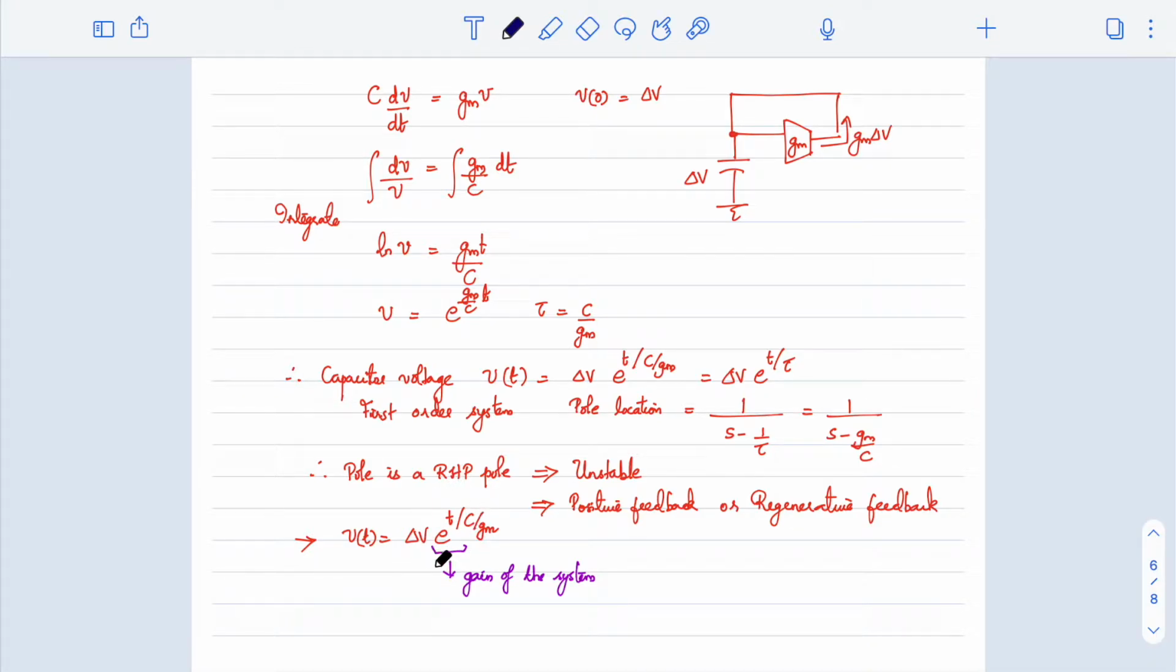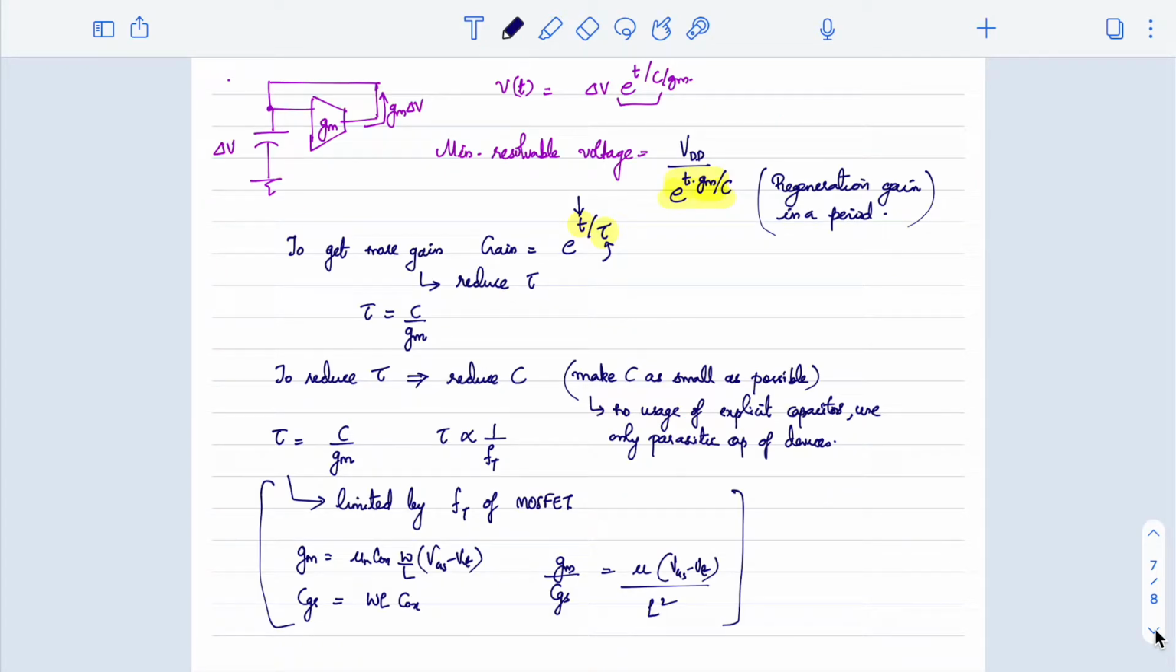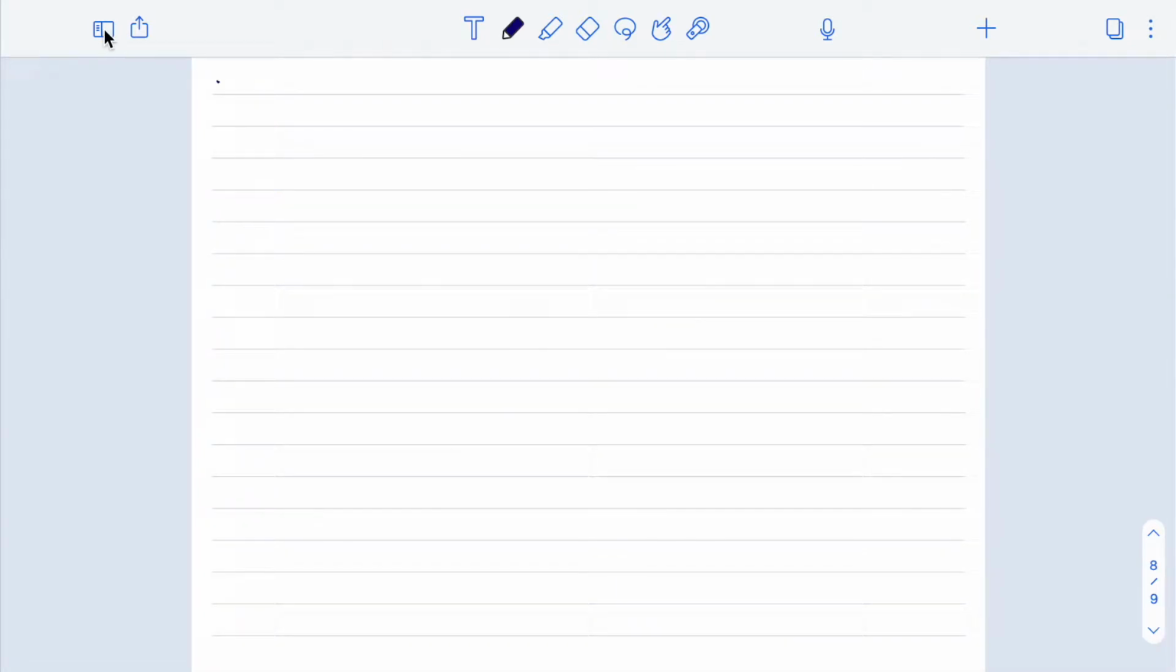And we looked at this factor as a gain, the regeneration gain for a particular period, and the resolution, the minimum resolvable voltage, can be worked on only by working with the time constant, which in turn depends on C and GM. So the conclusion we made is that C should be made as small as possible, or in turn C cannot be an explicit capacitor, rather we should actually use the parasitic capacitance of the devices. All right, so let us continue.